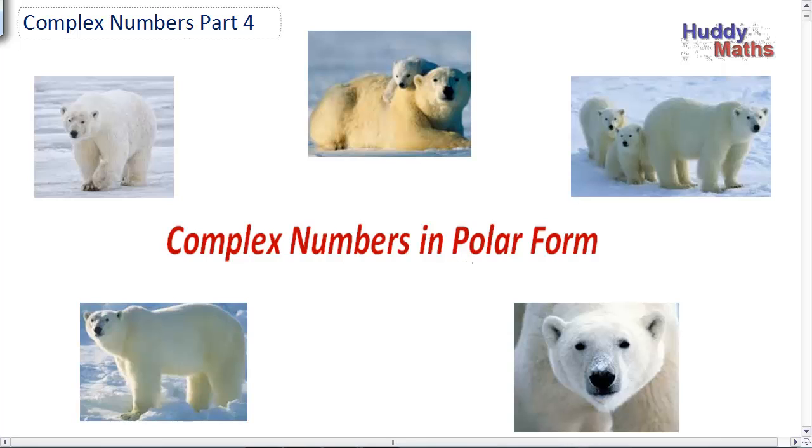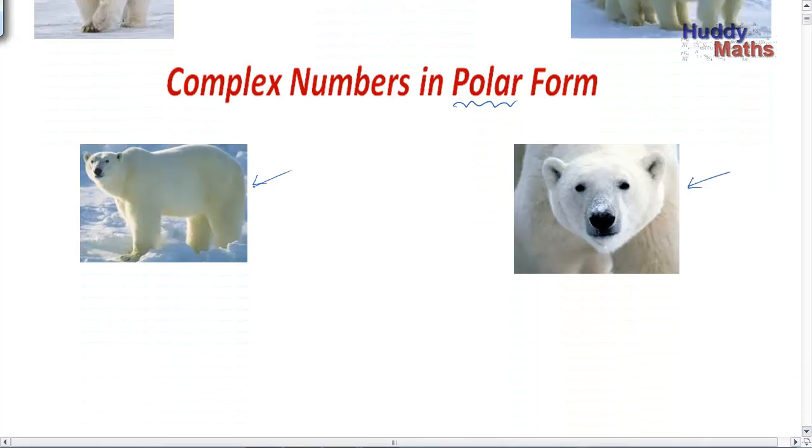Polar form? Well, I Google searched polar and look at what I came up with. Aren't they cute? Look at this here. Oh, beautiful. Oh, lovely pictures of polar bears. And this is a big fella. And hey, I don't like the look on this one's face. I think we'd better get off this page and see what polar form for complex numbers is.